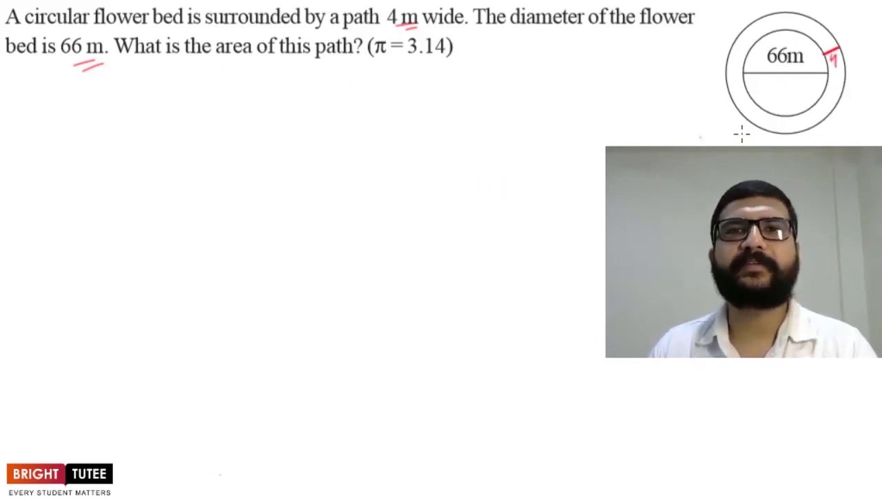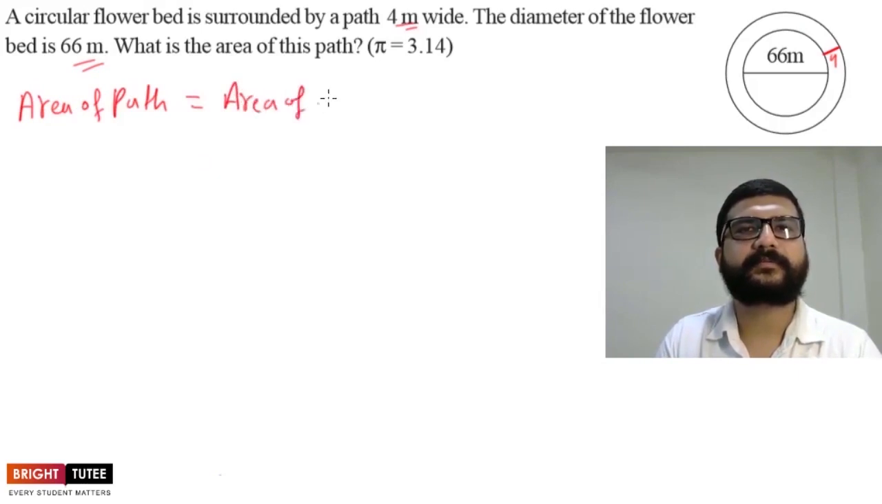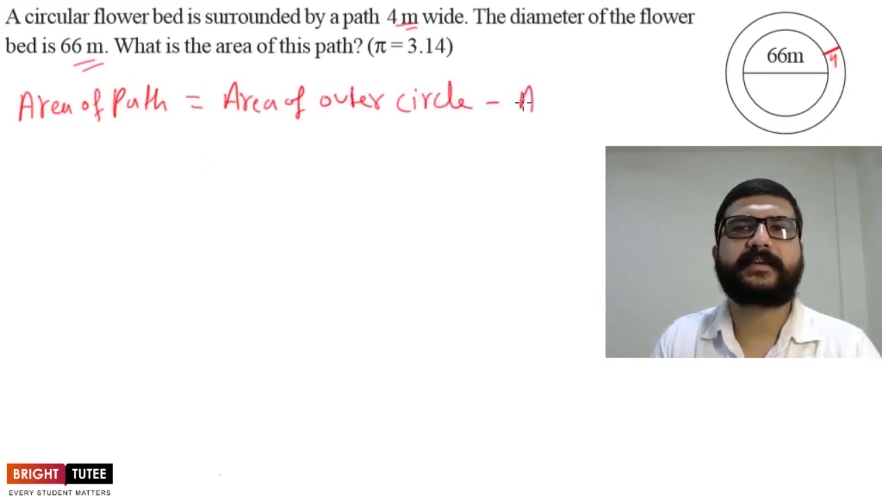Now what we have to find? We have to find the area of this path. So for that, what can we do? We can do the subtraction of the area of the outer circle minus the area of the inner circle. So for that, what we have to do now? Area of path should be equal to area of outer circle minus area of inner circle.